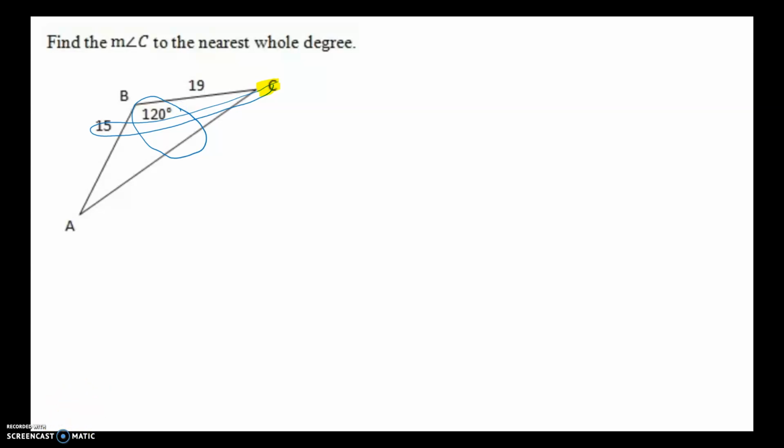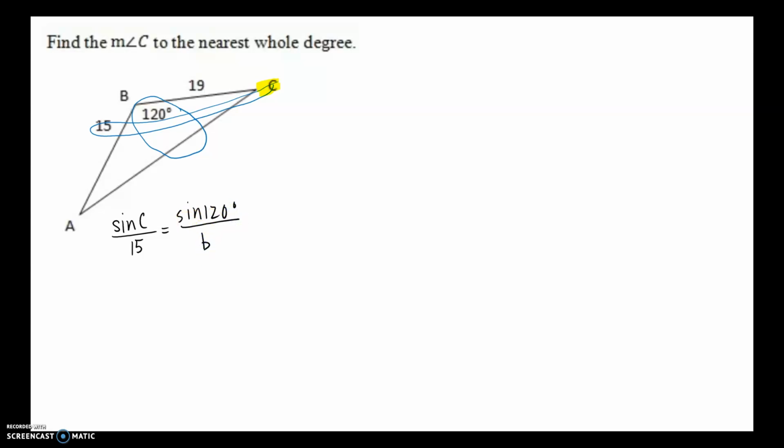Okay, so let me go back. Angle C is unknown. It's opposite of side length 15. Angle 120 degrees is known, and the side that it's opposite of is unknown. So when I look at my angle measures to set up my law of sines, the sine of angle C over its corresponding side length of 15 would be proportional to the sine of 120 degrees over its missing side length, little b.